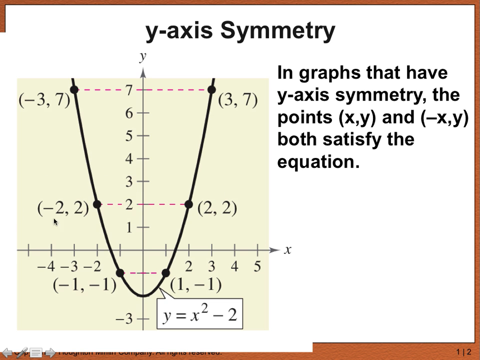That pair of points is (-2, 2) and (2, 2), and they only differ in the sign of their x-coordinate. So visually we can see that y-axis symmetry means that the y-axis acts like a mirror, but algebraically y-axis symmetry means that the points (x, y) and (-x, y) are both on the same graph.